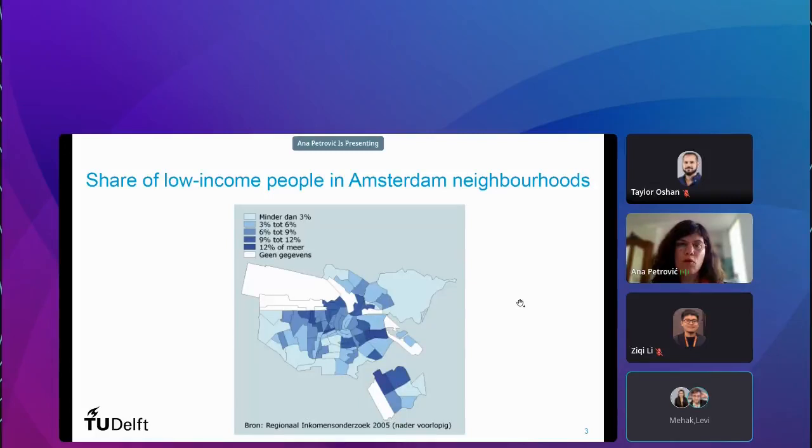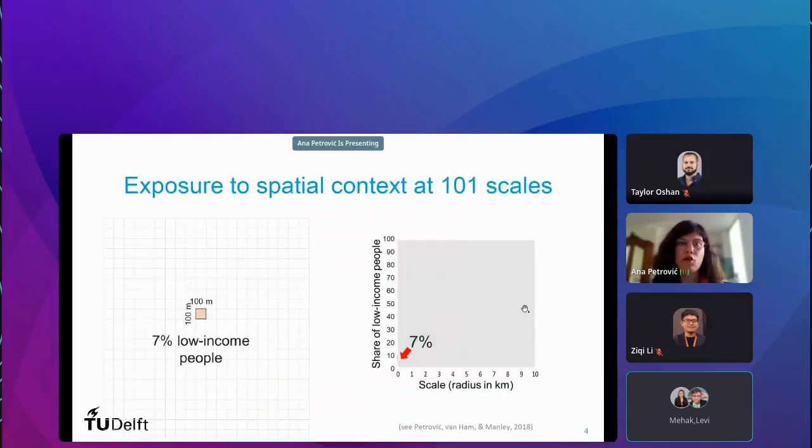Therefore, the overarching aim of our research is to understand how segregation develops over time and space, using these multi-scale measures of population. And in this talk, I will explain how we created these measures of population and why they are important to better understand the exposure at different spatial contexts, which is the core of our understanding of residential segregation.